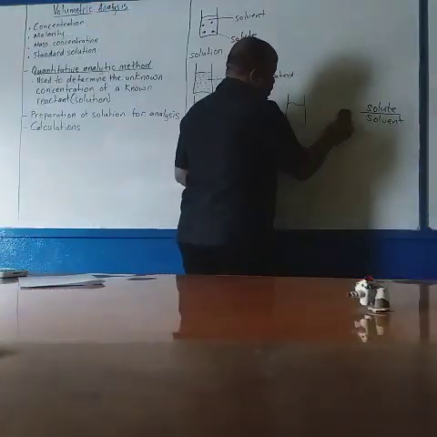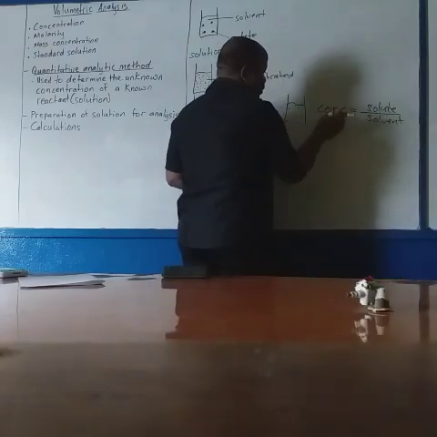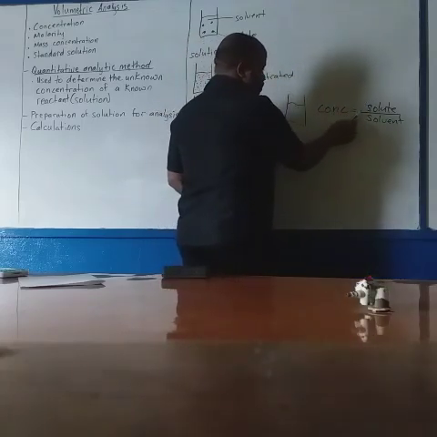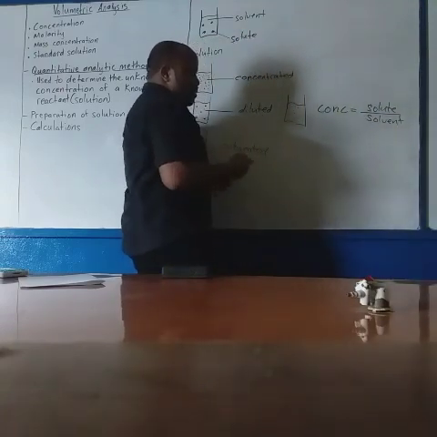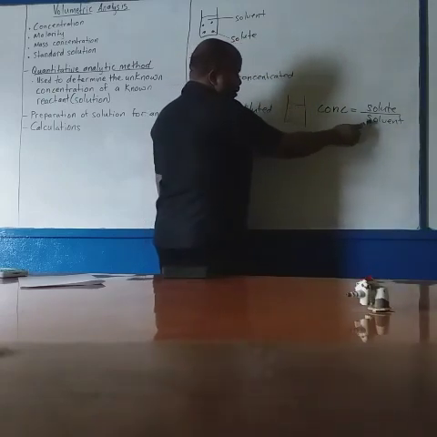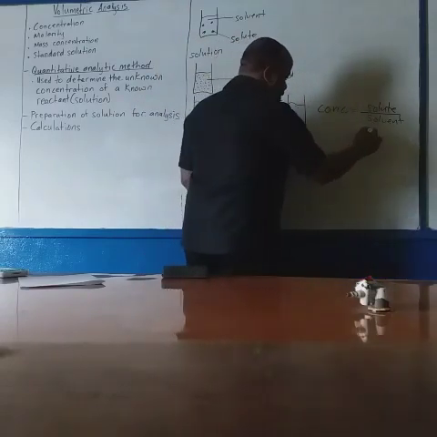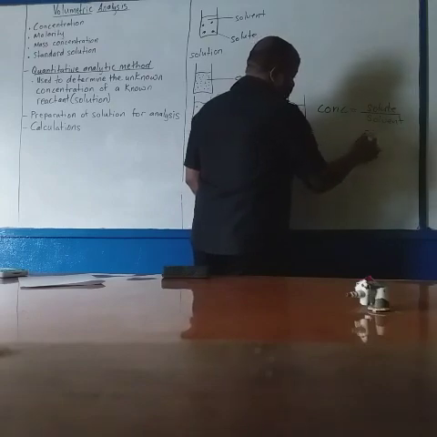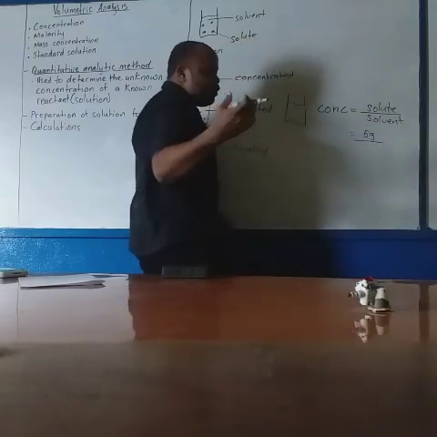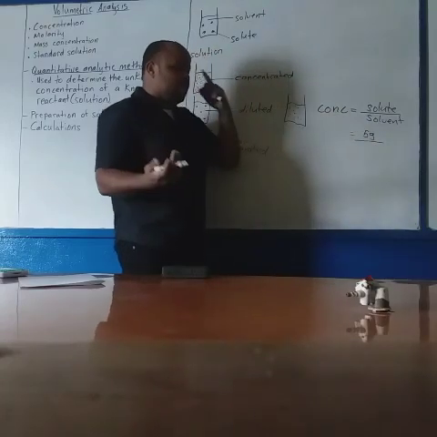So if you want to find the concentration, this is concentration for short. It's basically the solute divided by the solvent. So obviously, you would need to know the exact mass of the solute and the exact volume of the solvent. For example, if you weighed 5 grams of salt and poured it in some water, what volume of water did you use? If you don't know the volume of water, then you cannot calculate the concentration.